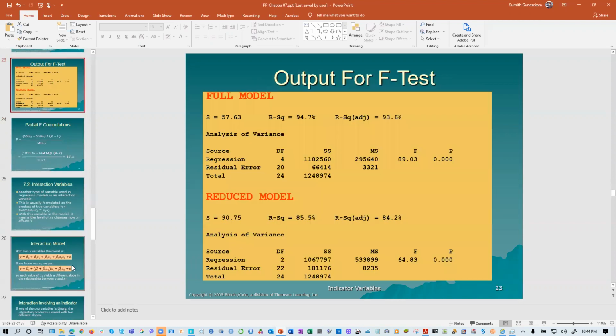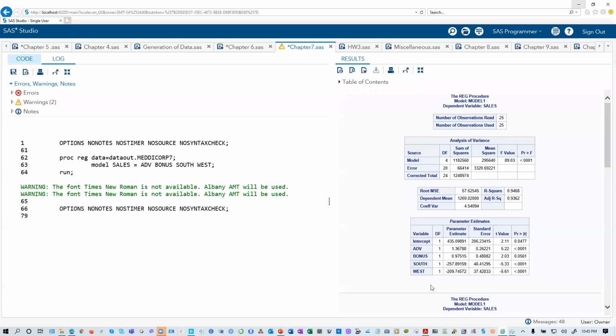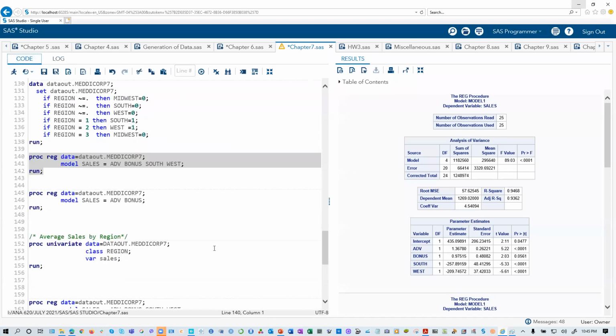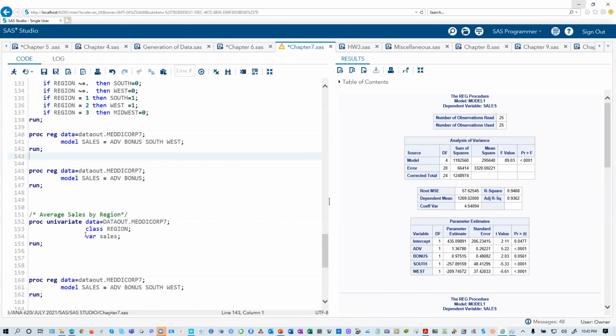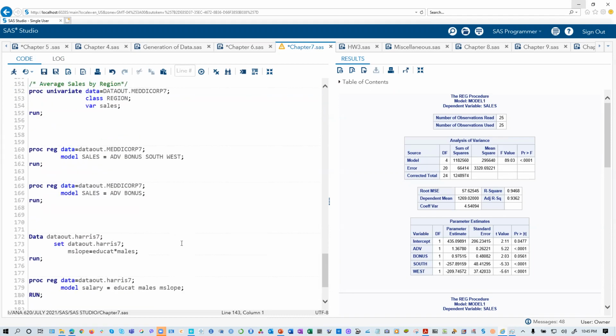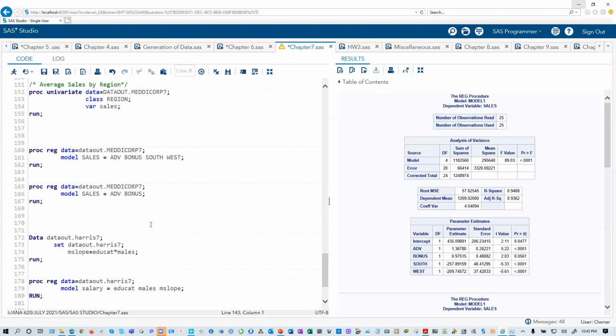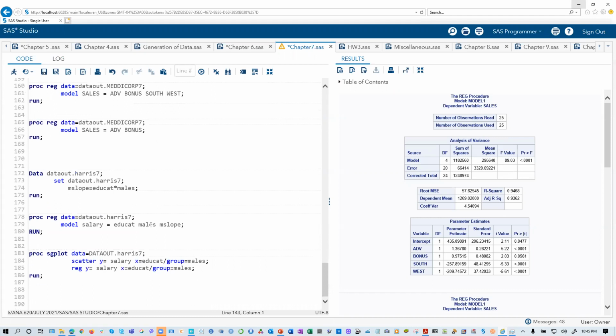Then later on, we can talk about how some kind of interaction term can be added, and that's how we're going to do it here. If you want advertising and bonus like that, see. If you want the average sales, then Southwest regression. Oh, these are the interaction terms later on. Okay, later on interaction terms. Regression. Yeah, this is the scatter plot.